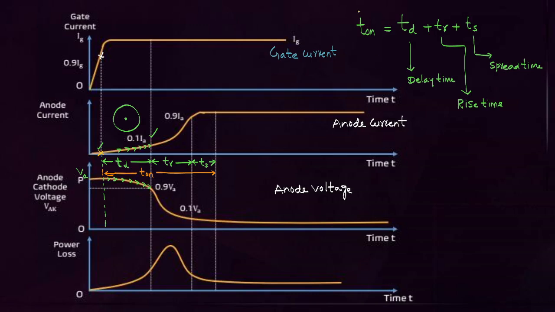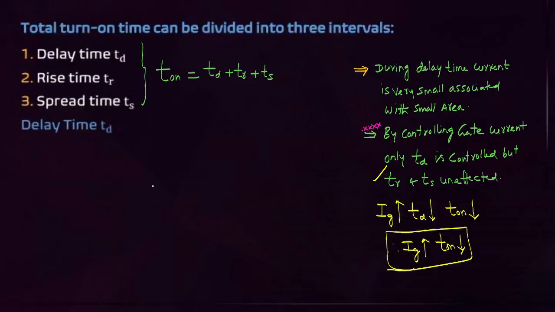Point to remember, friends: the total turn on time of SCR is divided into three times. That's why the turn on time equals delay time plus rise time plus spread time. At this point you have to concentrate mainly. What is the turn on time of SCR? Delay time plus rise time plus spread time. What are the observations from delay time? By controlling the gate current, delay time is controlled. Very important. By controlling gate current, only delay time is controlled, but TR and TS are unaffected.